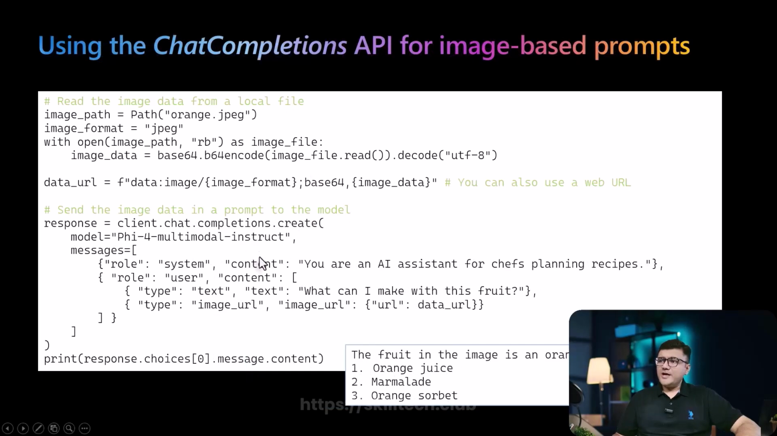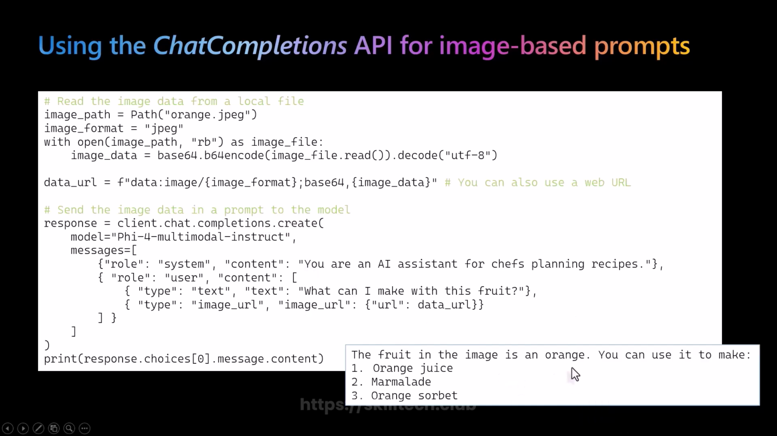While this is a chat completion API for an image-based prompt, and let's say I'm just providing an image path with orange.jpg, another image actually, and based on that, it's going to show me that the fruit in this image is actually orange, and you can use it to make orange juice or maybe marmalade and orange sorbet. Now, this is something which is there.